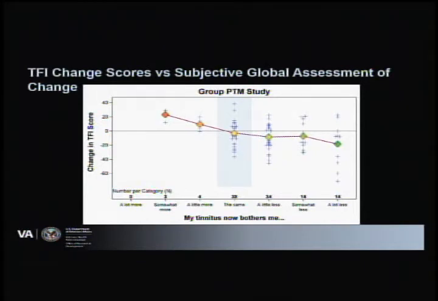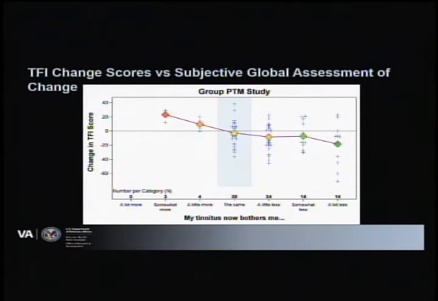There were 34 people who said their tinnitus bothers them a little bit less, 14 who said their tinnitus bothers them somewhat less, 14 says it's a lot less. And then if you're going in the opposite direction to the left, those people are saying they're now more bothered by their tinnitus than they were before. So next up, let's talk about these little colored diamonds.